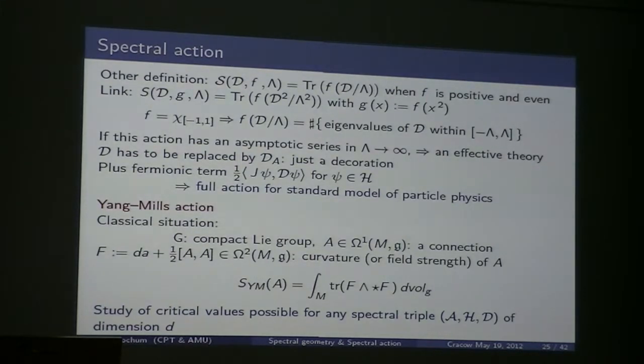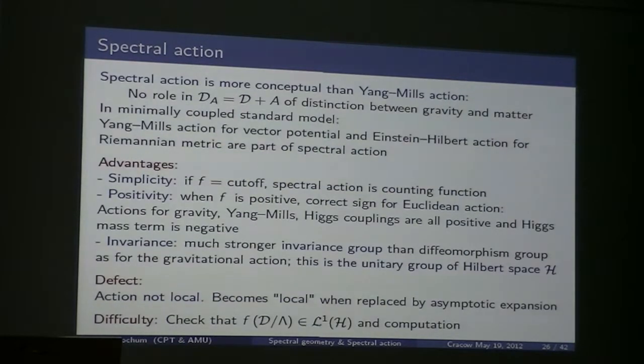I don't want to do it, it's a little bit complicated, but you can also study the critical values for this action for an arbitrary spectral triple of dimension d. This has been done by Alain many years ago, but this is not really in fashion today, even if it's still interesting, I guess. And the reason is that the spectral action is much more conceptual than the Yang-Mills action.